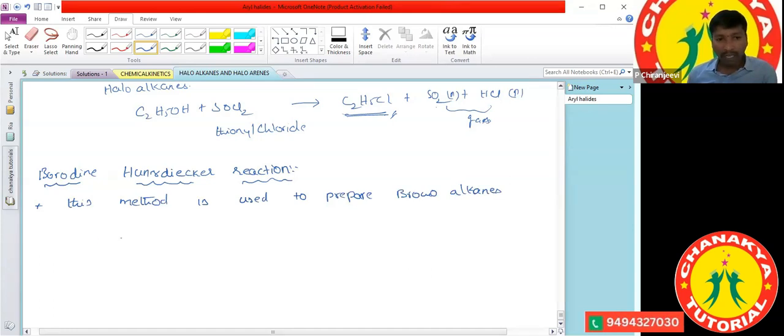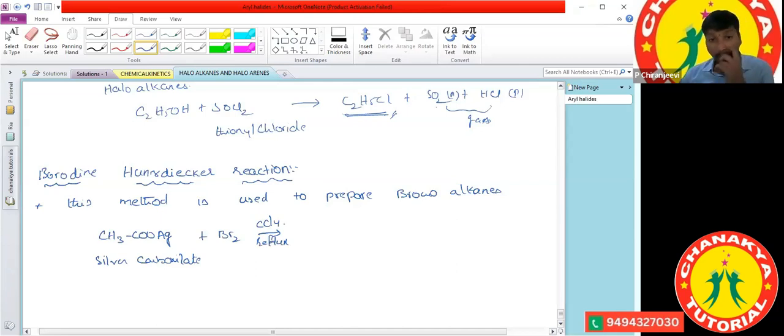We take a silver carboxylate, CH3COOAg. The silver carboxylate is refluxed with bromine in the presence of carbon tetrachloride. Reflux means we are heating for a long time, around 1 hour, more than 1 hour.